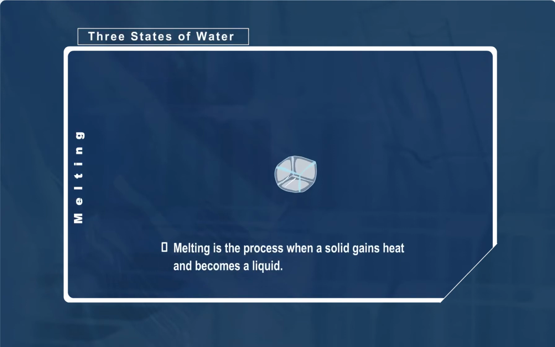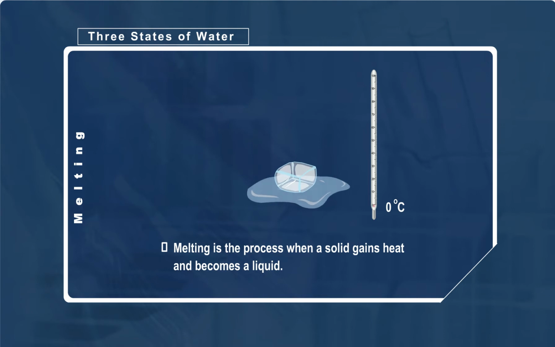When a solid gains heat and becomes a liquid, the process is called melting. Water changes from a solid to a liquid at 0 degrees Celsius. Thus, this temperature is known as its melting point.